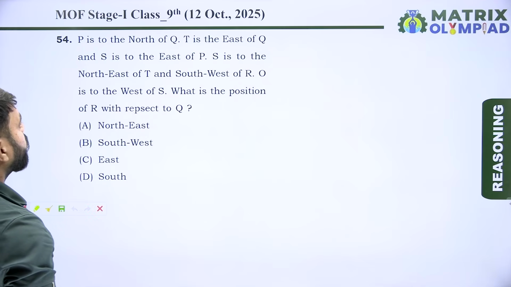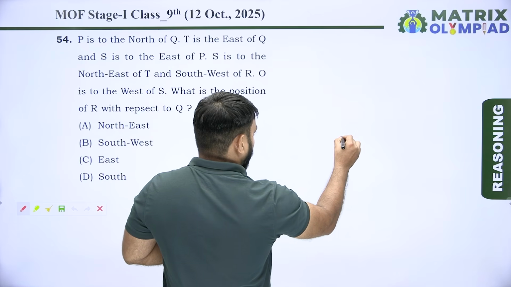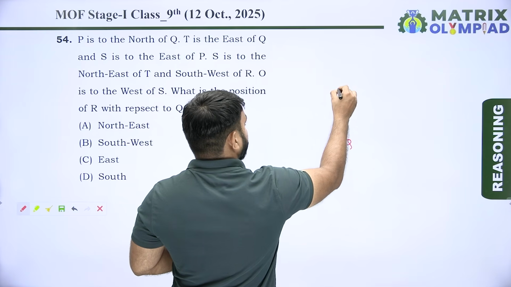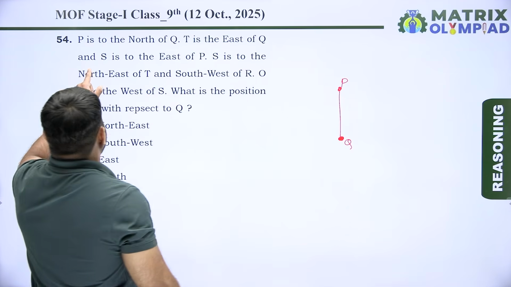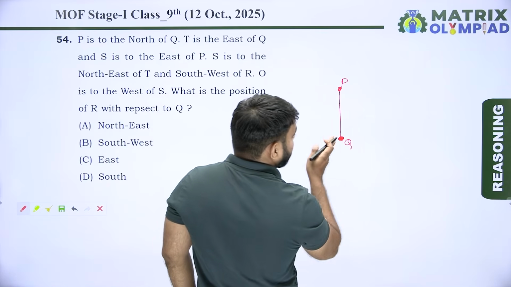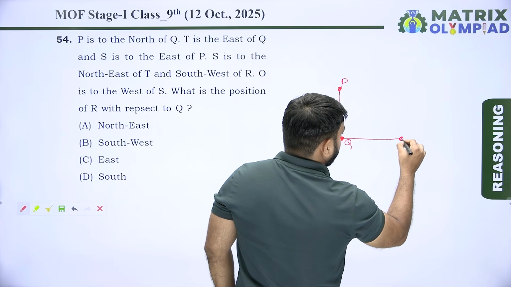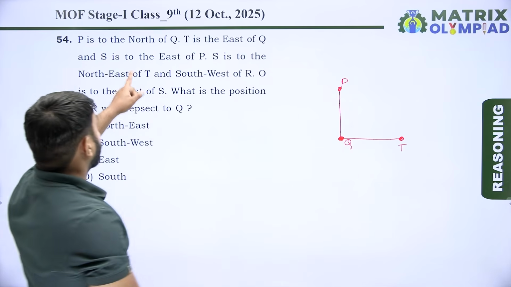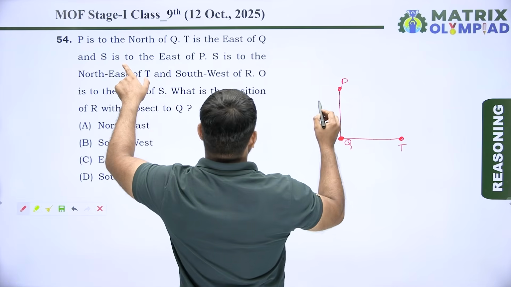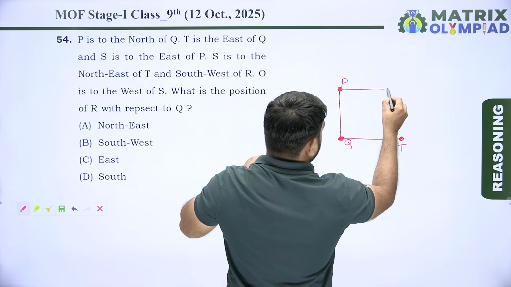P is to the north of Q. This is Q, and north of Q here is P. Next, T is to the east of Q. This is the east direction of Q. Here is T. T is to the east of Q, and S is to the east of P. This is the east of P, and here is S.